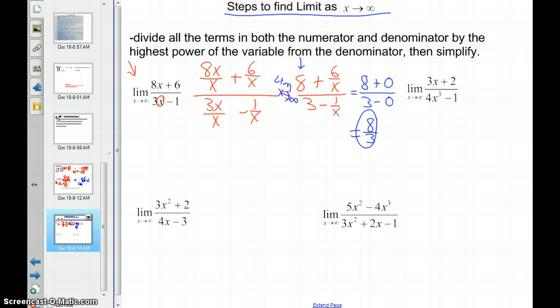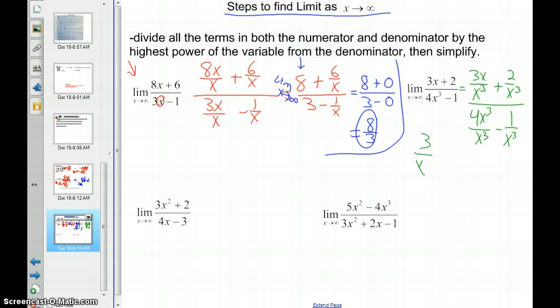All right, so now looking at this next example here, the limit of 3x plus 2 over 4x cubed minus 1. So we're going to take every term and divide it by x cubed. And it gives us this. When we clean this up, we have 3 over x squared plus 2 over x cubed, all divided by 4 minus 1 over x cubed.